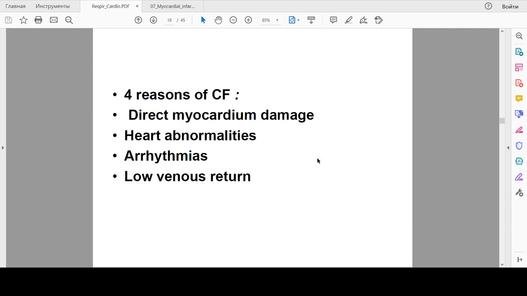So we distinguish four reasons for cardiac failure. First is about myocardium. It is the direct myocardial damage. Then abnormalities of the heart. It means valvular abnormalities. The third one, significant arrhythmias, more about this later. And the last one is low venous return. Now let's see what about each group of reasons.